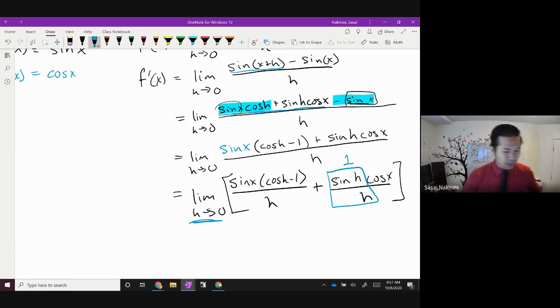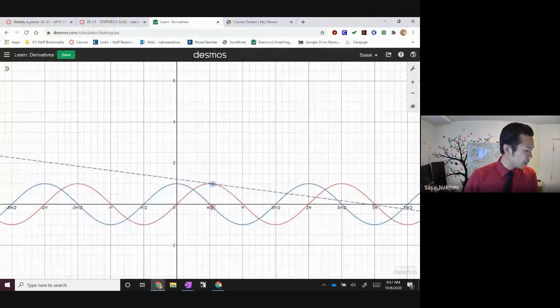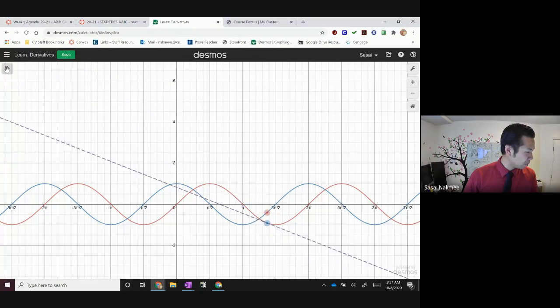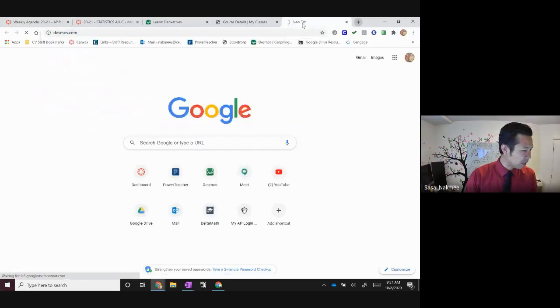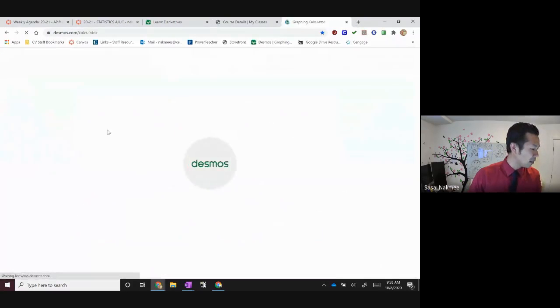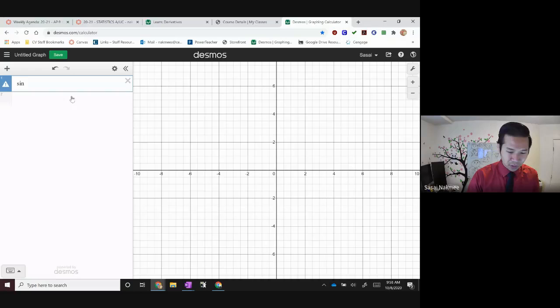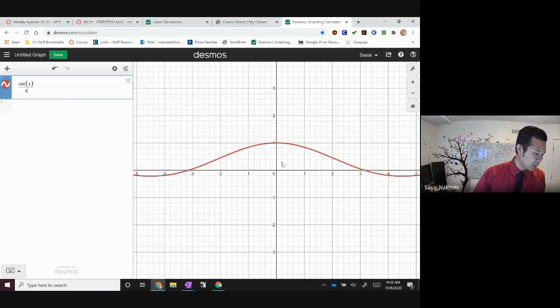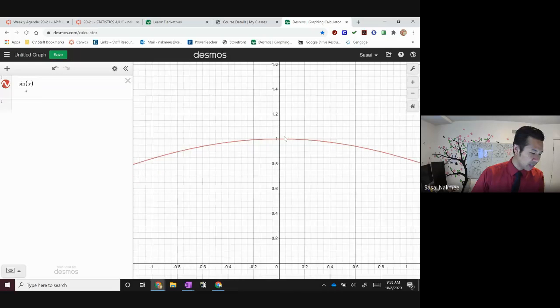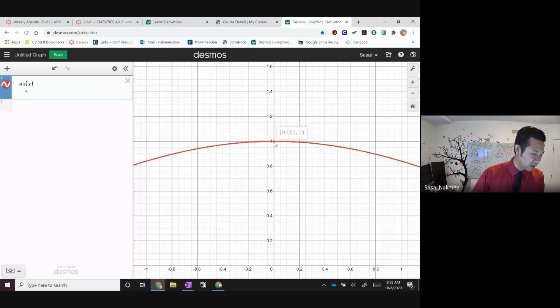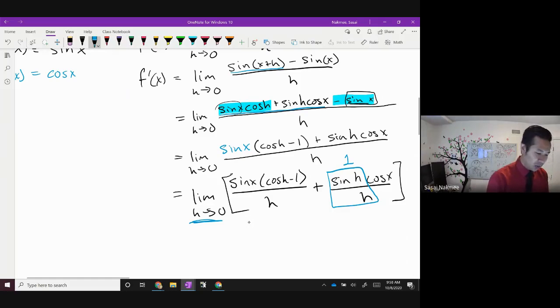And if you don't believe me, you could type in the function itself, sine of x over x. Let's go to Desmos real quick here, and let me show you sine of x over x, graphically speaking, if you don't remember. The limit as x approaches 0: it's undefined right here. The function itself is undefined at 0, but the limit exists, and the limit looks like it's approaching 1 from both sides. So this right here is going to equal 1.